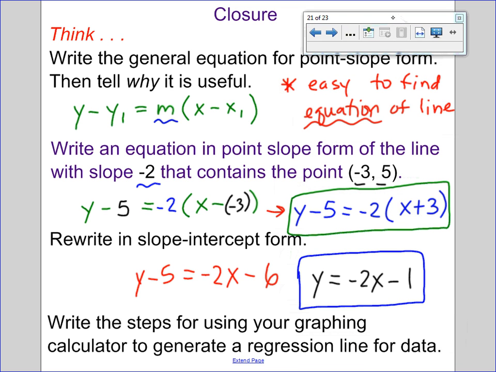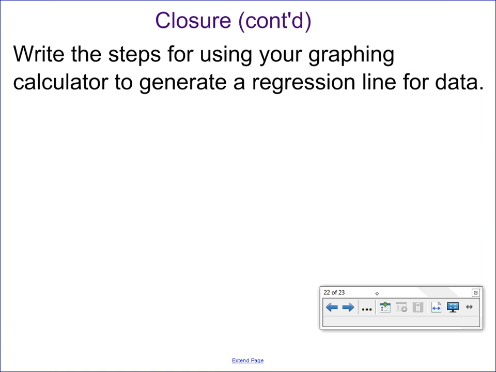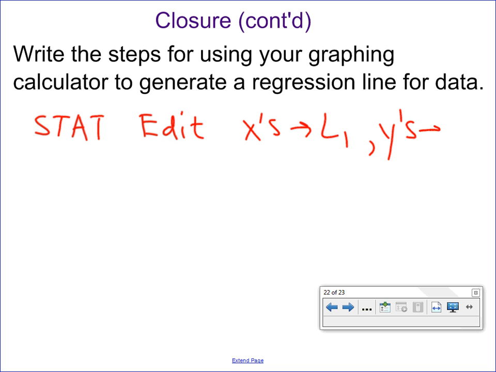And lastly, let's list our steps for using our calculators to generate a regression line for data. So what do we do? We'll go to our graphing calculator and go to the stat menu. So stat, edit, input x's into list 1, y's into list 2. So we do the stat button, then we do edit, then we do x's in list 1 and y's in list 2.